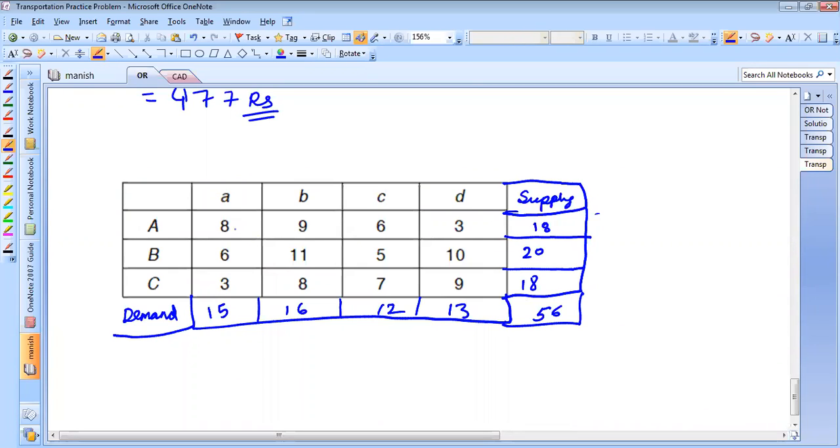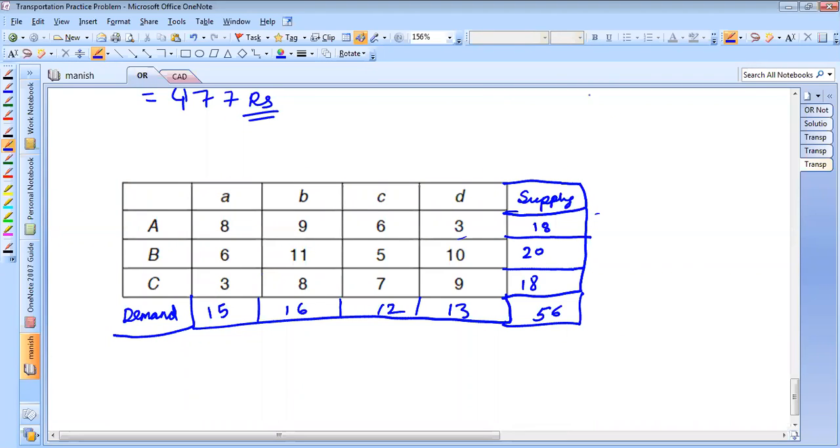Now for the least cost method, again, this problem is good enough because if we see the least cost, what is the least cost? 8, 9, 6, 3. So 3 is the least. 6, 11, 5, 10, 3, 8, 7, 9. So least is 3. But again, we have a tie, isn't it? Here also it is 3. Here also it is 3. Then what to do? If there's a tie, what to do?